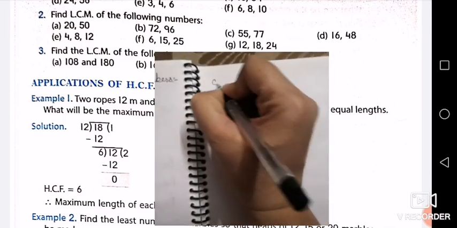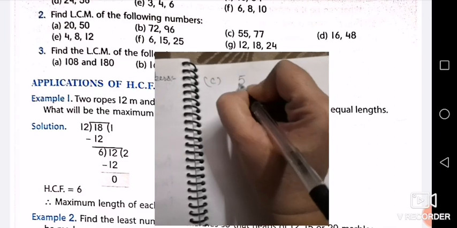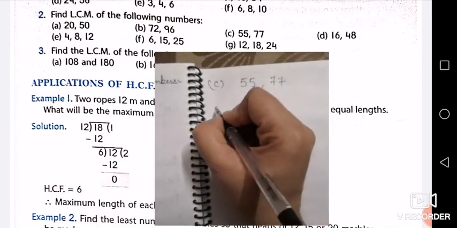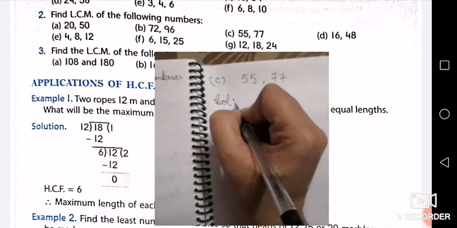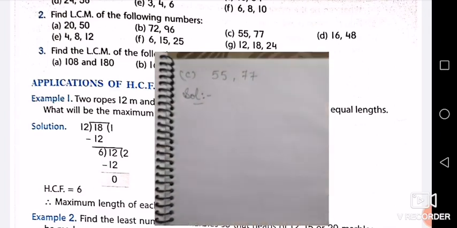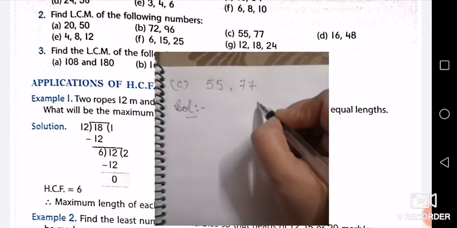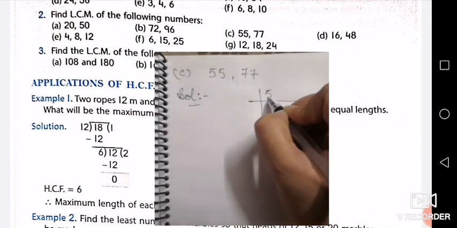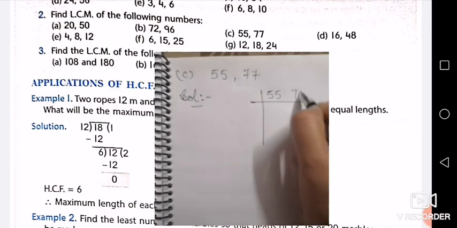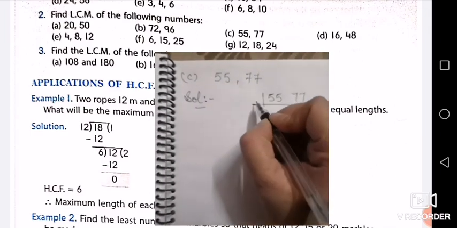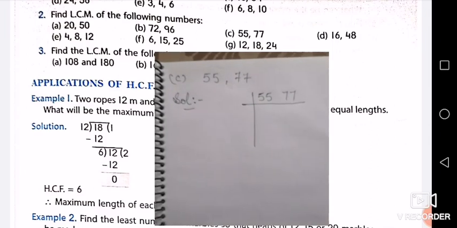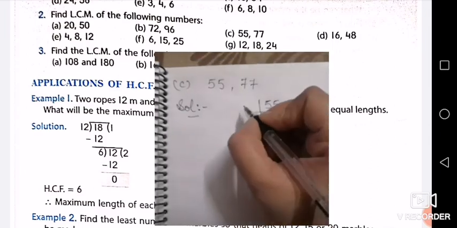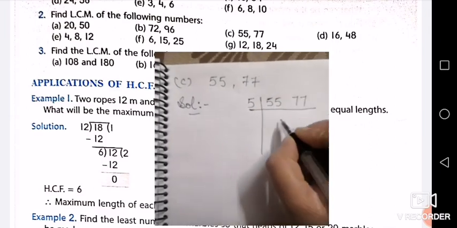Okay. Now let's do C part of the same question, that is 55 and 77. Now why am I doing this question? See, this question is the same as A and B, but in this question you don't have any number which is divisible by 2. Rather, you don't have any number which is divisible by 3. So you will start with, yes, 5.